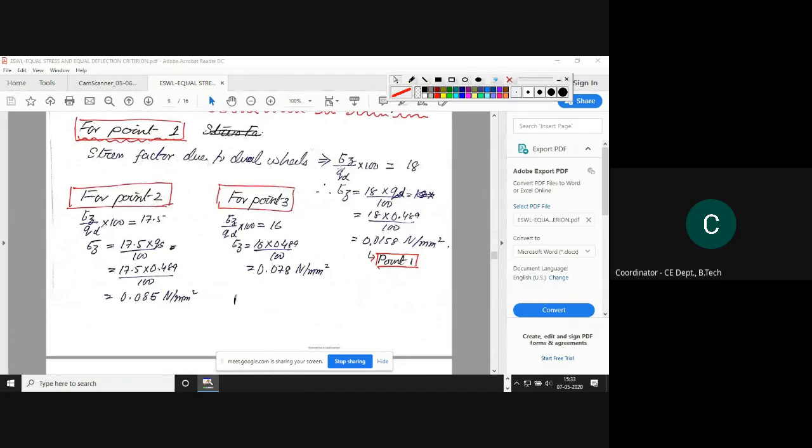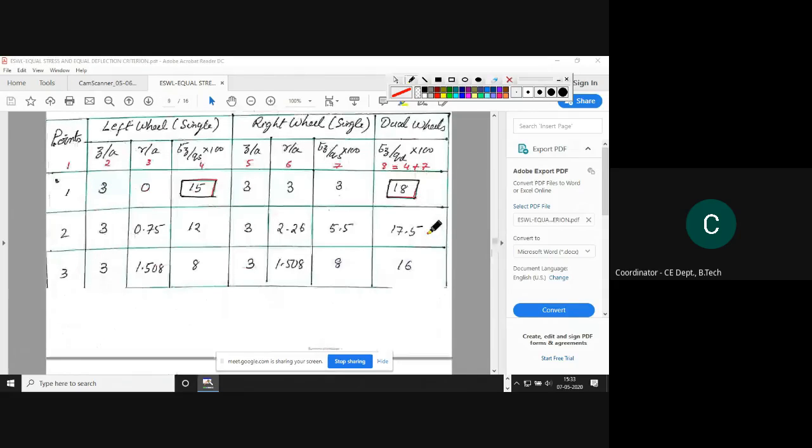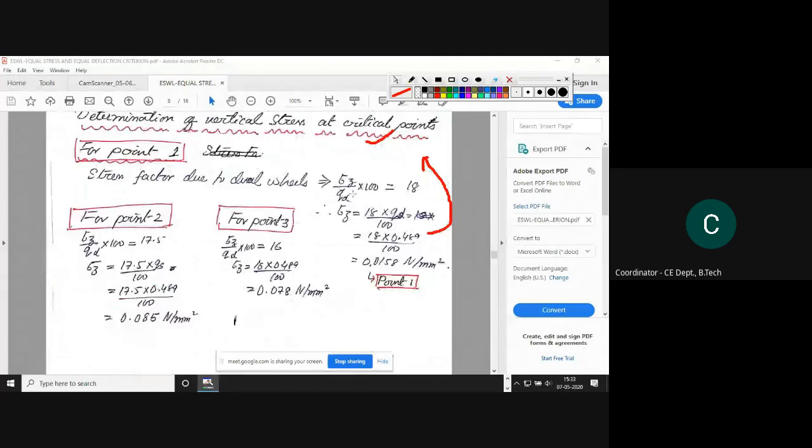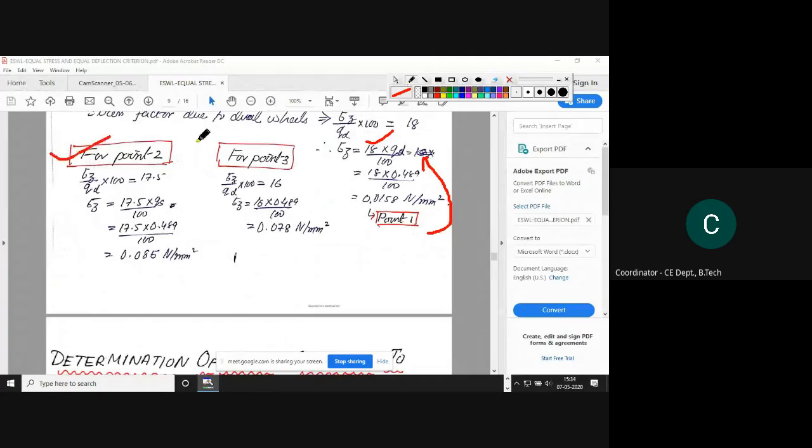for first point, sigma z1 by QD into 100 is 18. So sigma z1 will be how much? 18 into QD, which is 0.489, by 100. We are getting this one. Okay, this much stress, vertical stress, is generated at point number 1. So similarly at point number 2, what we will do? I said equate this equation with this value. There we will get sigma z. Okay, like that only. See. For point 1, point 2 and point 3. Clear?